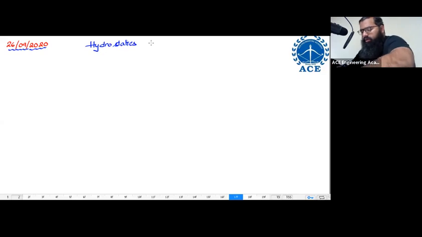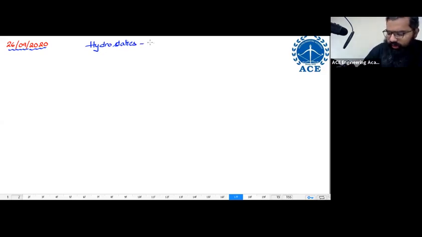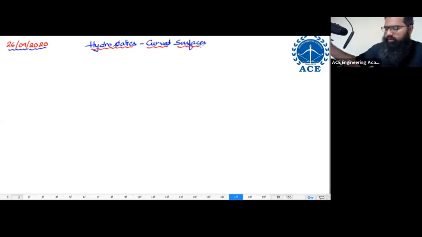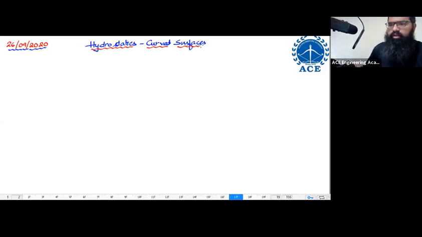Hydrostatics on curved surfaces. We have mentioned that there are going to be two components of forces. One is horizontal component, the other is vertical component, and then we find out the resultant.